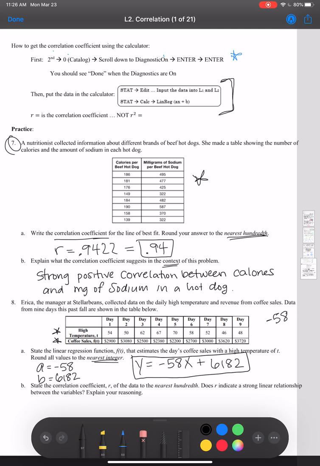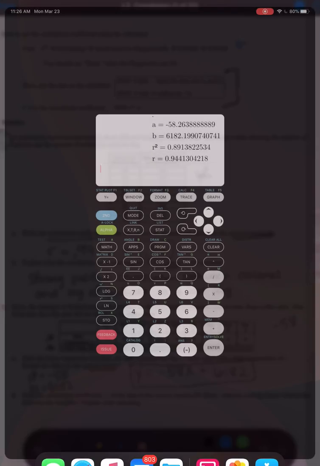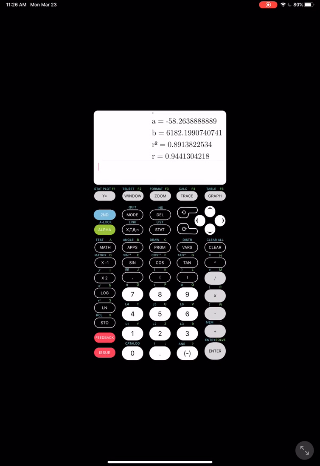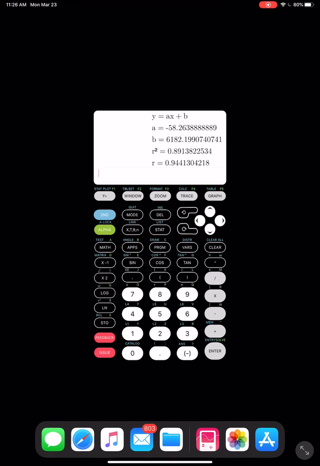B says to state the correlation coefficient to the nearest hundredth. We don't have to do anything. Our information's already there. So we're going to look at our r value to the hundredth place. That is going to be 0.94.